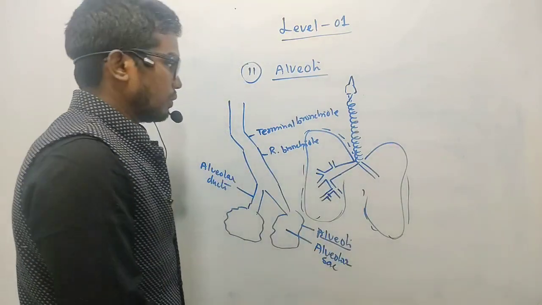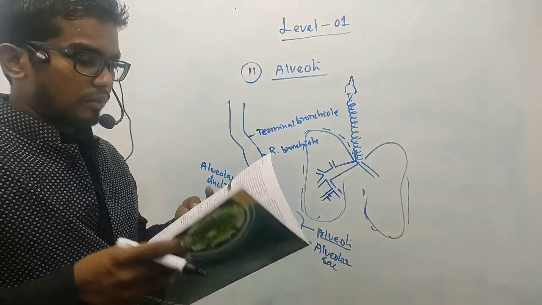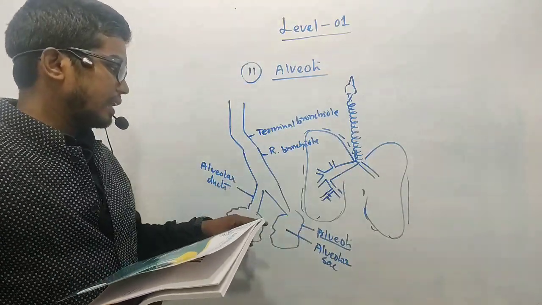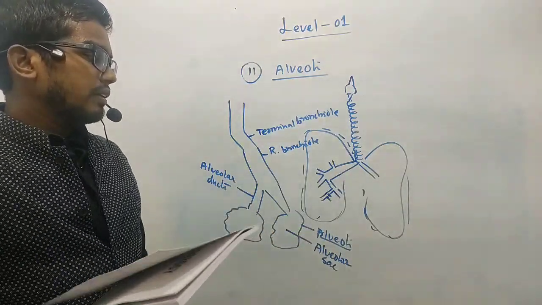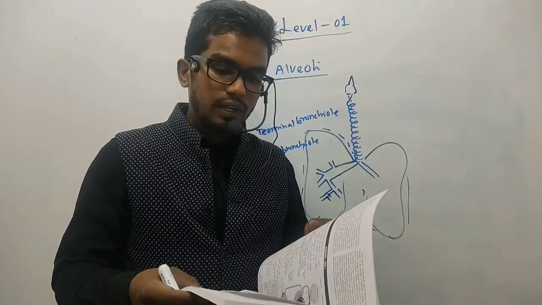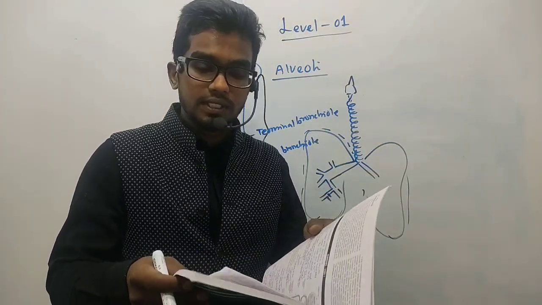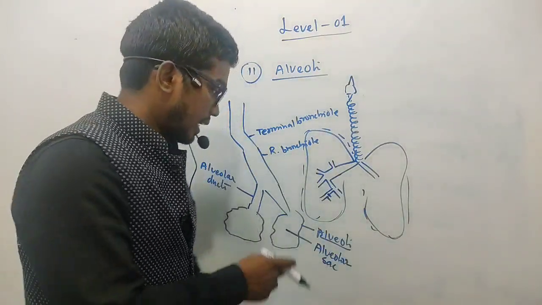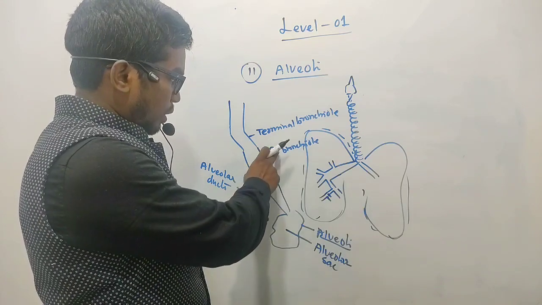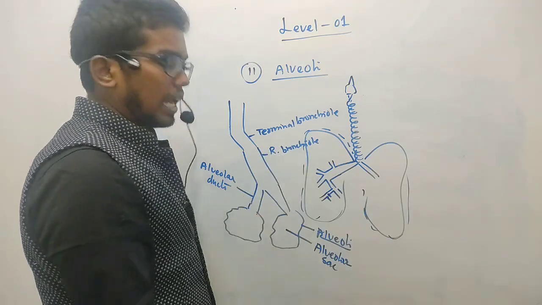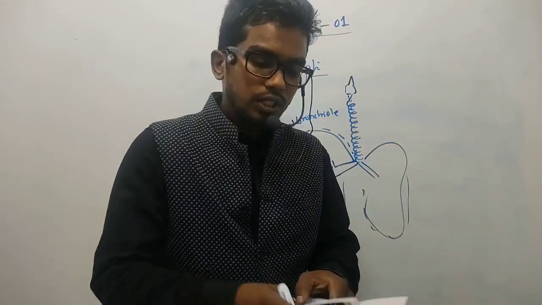So this is how. First what comes here? Terminal bronchiole followed by respiratory bronchiole, then alveolar ducts, then we have alveoli. The space inside the alveoli is called the alveolar sac. So what we need here is alveolar ducts. They are the tiny ducts which connect to the respiratory bronchioles. They are connecting the respiratory bronchiole to the alveoli. So this is about alveolar ducts, my dear friends.